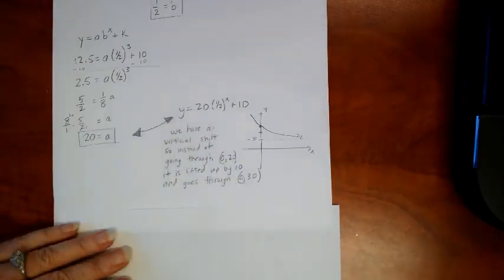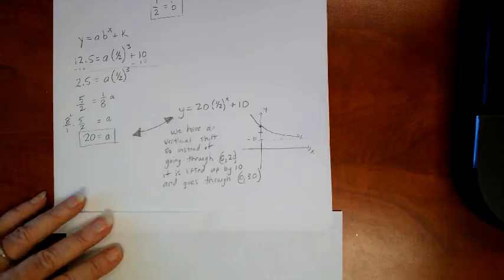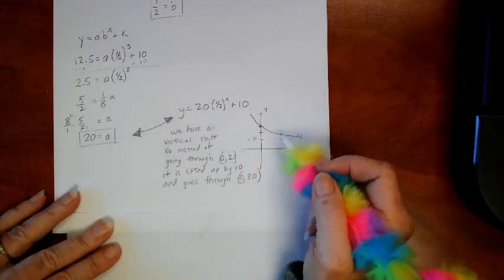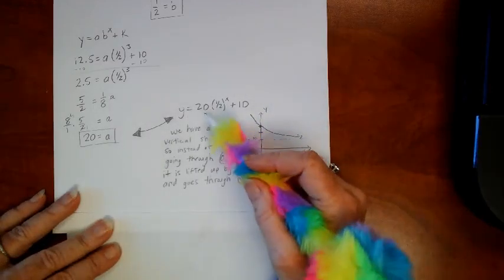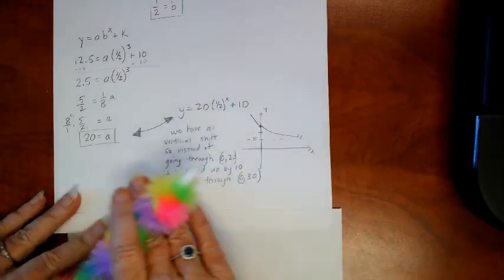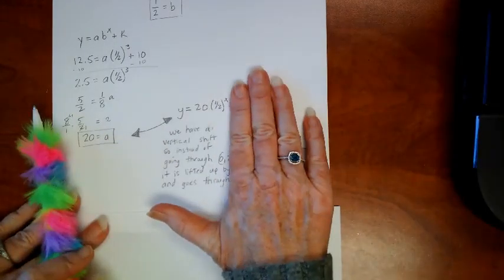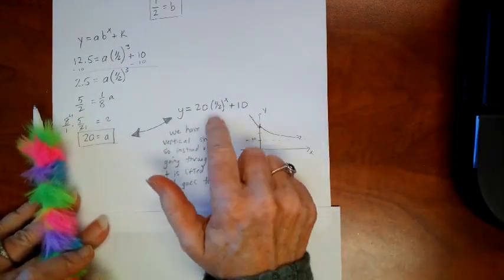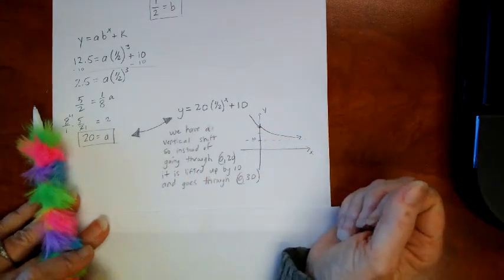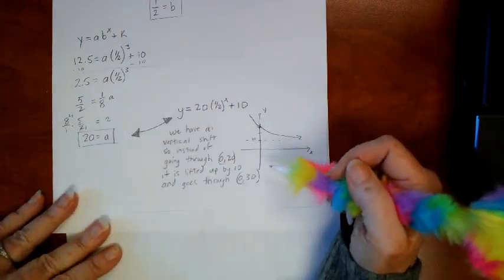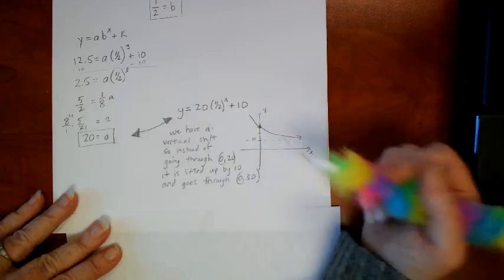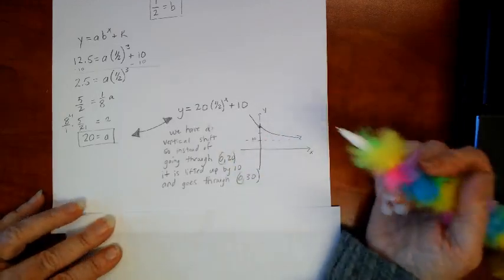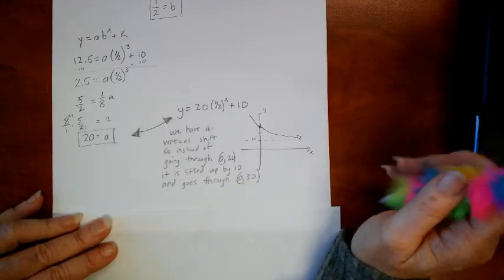So in letter D, they want to know what the y-intercept is. And so normally if we didn't have the 10 on there, then the y-intercept would just be 20. But since it's lifted up by 10, it's going to be 30. And so that's what I've written here. And I think that's it.